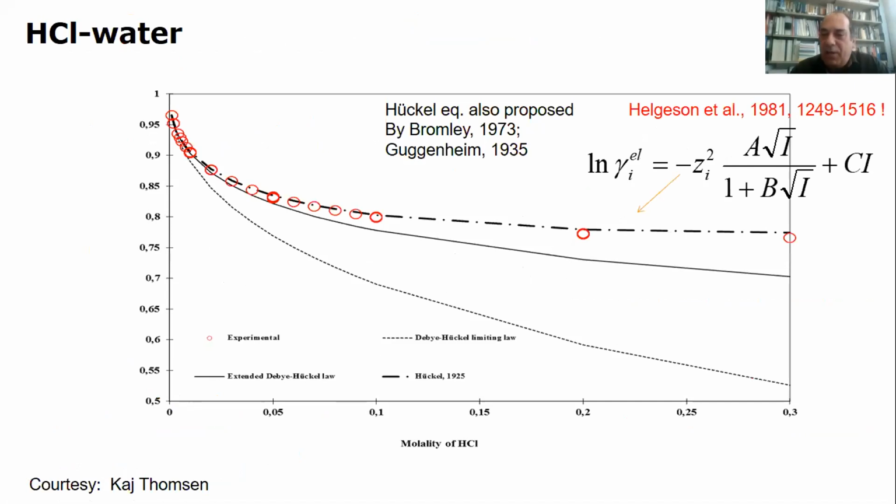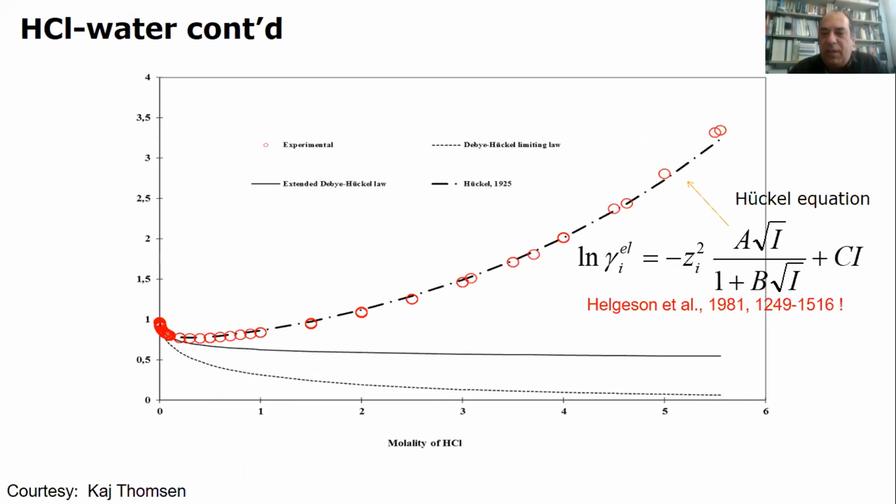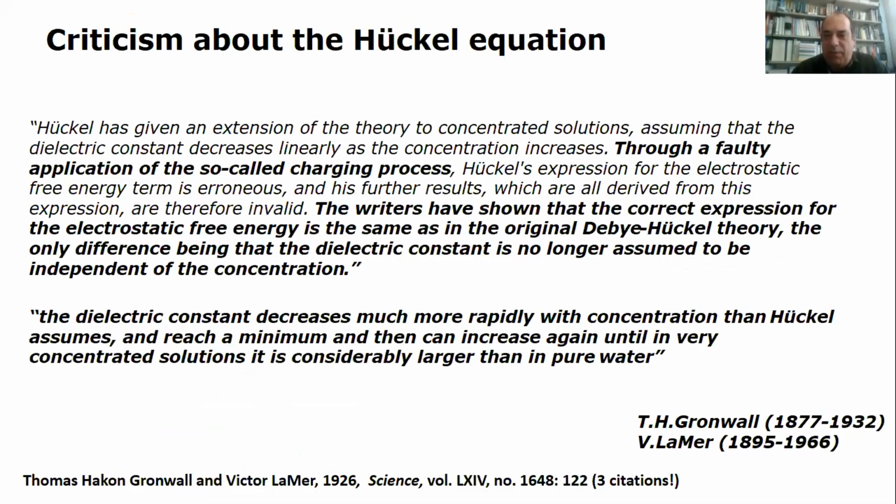The Hückel equation is quite good up to very high concentrations, as you see here, which also emphasizes the success of the Bromley equation that was mentioned before by Jean-Charles. But it has also been under huge criticism. Thomas Gronwall and Victor LaMer, in a 3-page paper in Science, which nobody has noticed, it has received 3 citations, the paper is from 1926, said that Hückel did everything wrong. The charging procedure that he used was wrong. And actually, the complete original Debye-Hückel equation is correct, and it's the one you have to use, with the dielectric constant no longer a function of composition.